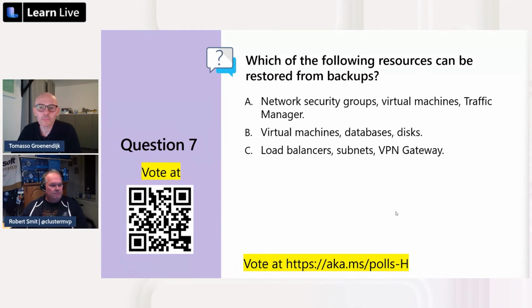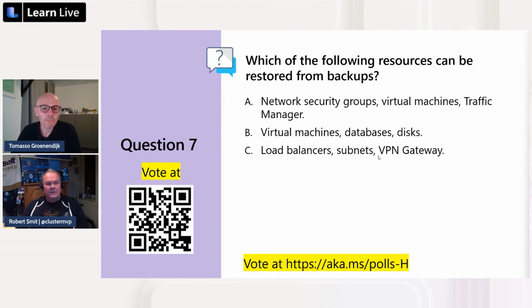Network security groups, virtual machines. Well, we can back up virtual machines. Traffic manager, virtual machines, databases, disks, NICs. Yeah, that sounds logical, right? It's all the components. If you remember the slides, it was all there, databases and load balancers, subnets. Actually, there's no reason in Azure to back up networks because it's redundant and it's a service. So that is not going away.